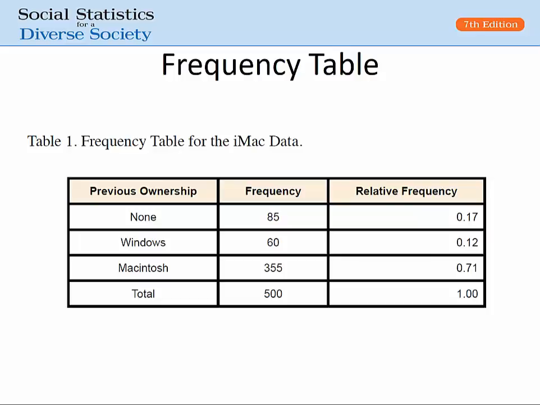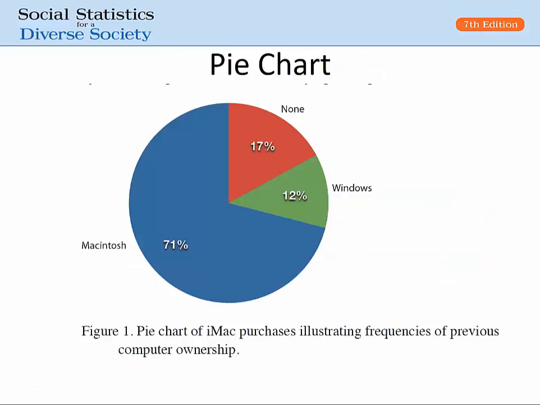And again, if we look at the relative frequency, 0.17, I say that's 17% because I just multiply 0.17 by 100 to get the percentage. And it's the same for each category: 17%, 12%, 71%, totaling 100%. And we can create a pie chart from those frequencies.